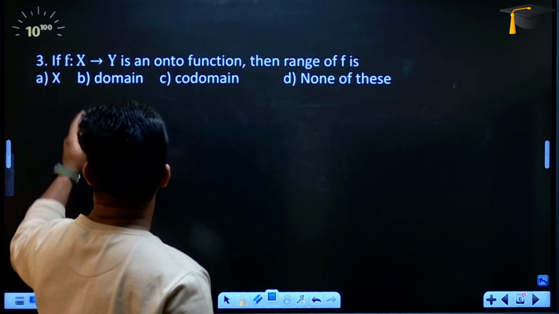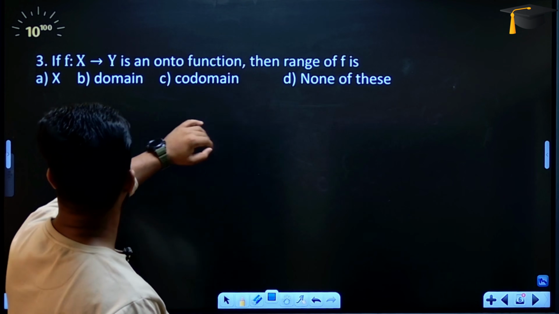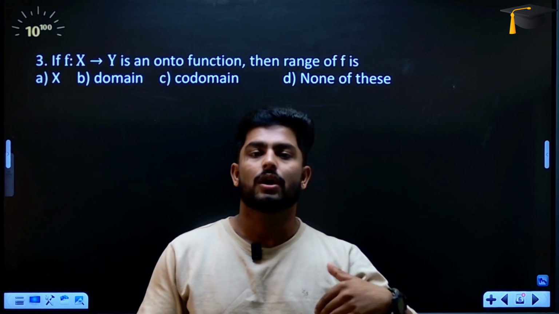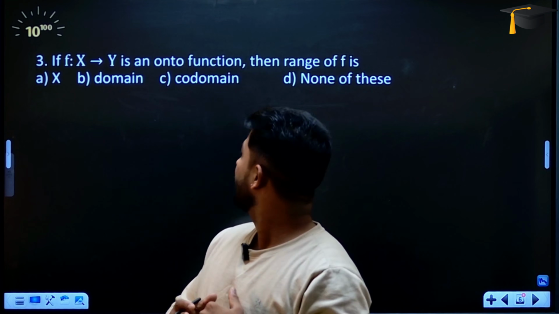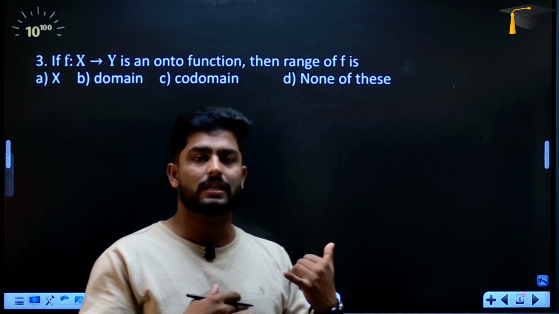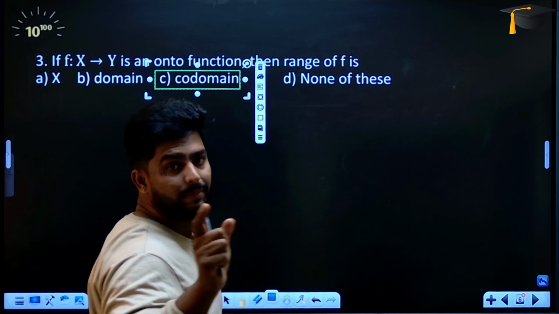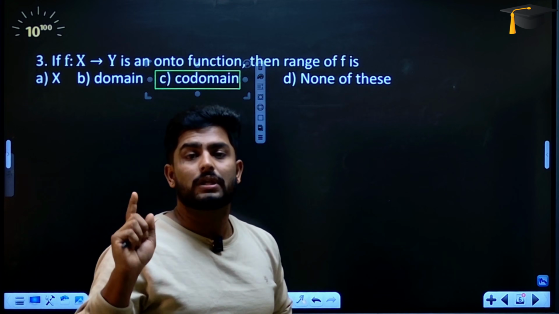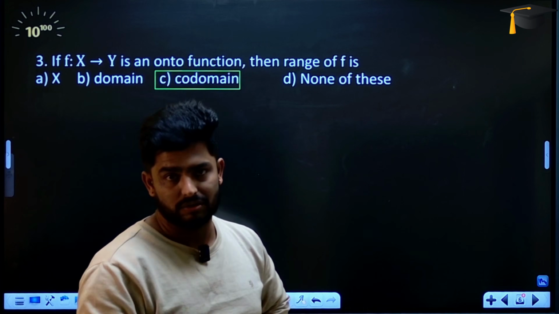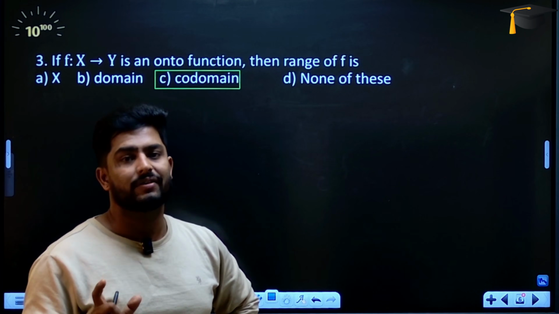Next, if f from X to Y is an onto function, then the range of f is. To say the function is onto, the codomain and the range should be equal, right? So the answer for this is codomain. It is very important that only when you know the concept in depth will you get the MCQs right. Otherwise, you will lose marks in MCQs. That's the reason, learn everything in depth.